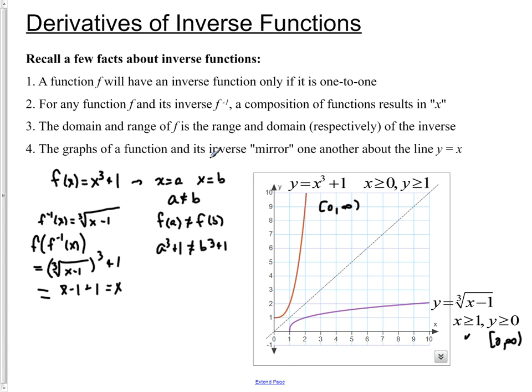Finally, the graphs of the function and the inverse mirror each other about the line y equals x. And if we take a look at the line y equals x, we know this is true because in this mirror image, if on our original function we have the point 2, 9, because 2 cubed plus 1 is 9, then we're going to end up on the inverse function with the point 9, 2, which again makes sense because if we take 9, subtract 1, and get its cube root, we definitely get 2.